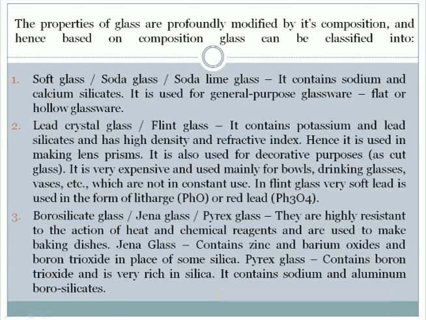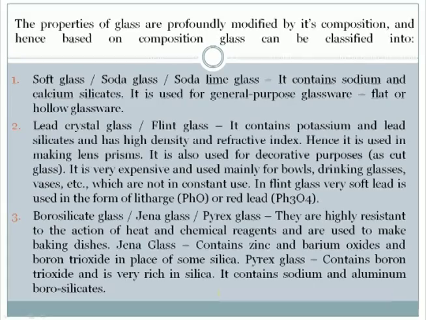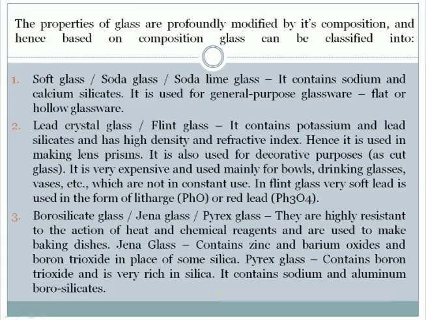Lead crystal glass or flint glass. It contains potassium and lead silicates and has high density and refractive index. Hence, it is used in making lenses and prisms. It is also used for decorative purposes as cut glass.